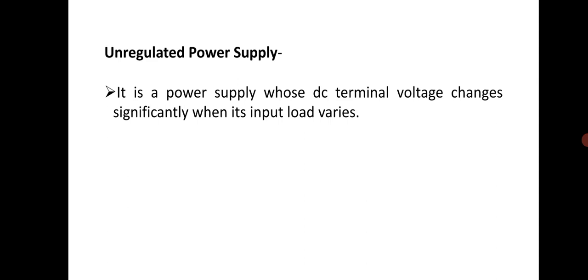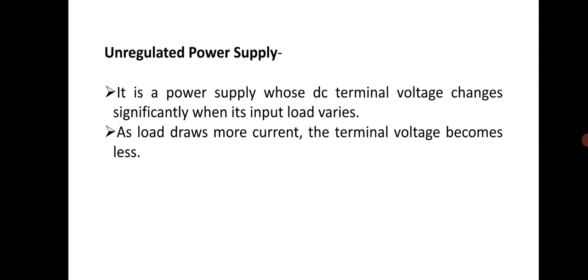So let us know what unregulated power supply is. It is the power supply whose DC terminal voltage changes significantly when its input load varies. So if the resistance in the circuit varies, it is observed that the DC terminal voltage, that is the output voltage, changes significantly.